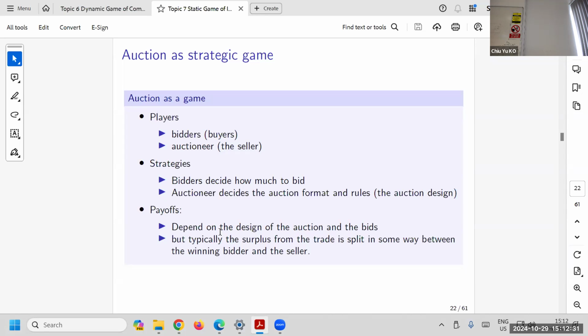And the payoff, of course, depends on the rule of the game, whether it is a second price auction, a first price auction, or many others, maybe a third price auction, any type of auction. And because the auctioneer doesn't know who the bidders are, there will usually be a surplus between the buyer and the seller. Everyone will have some happiness.